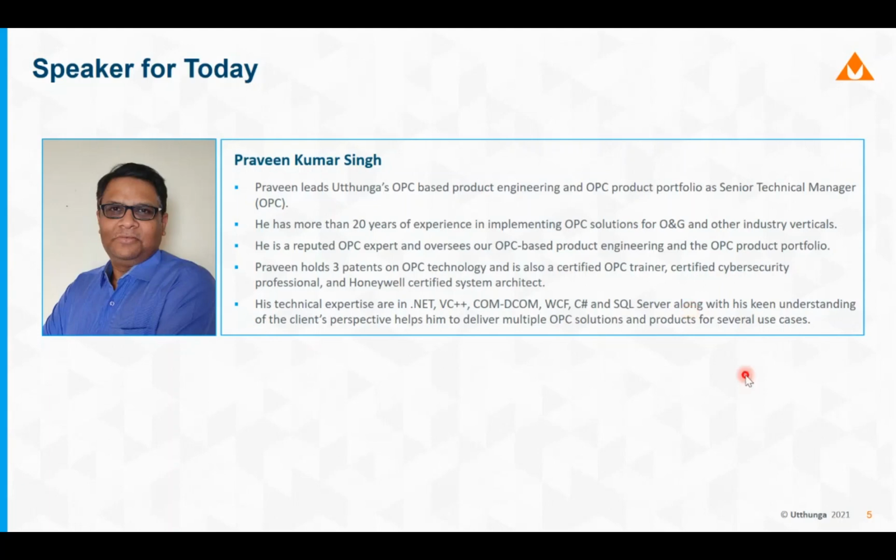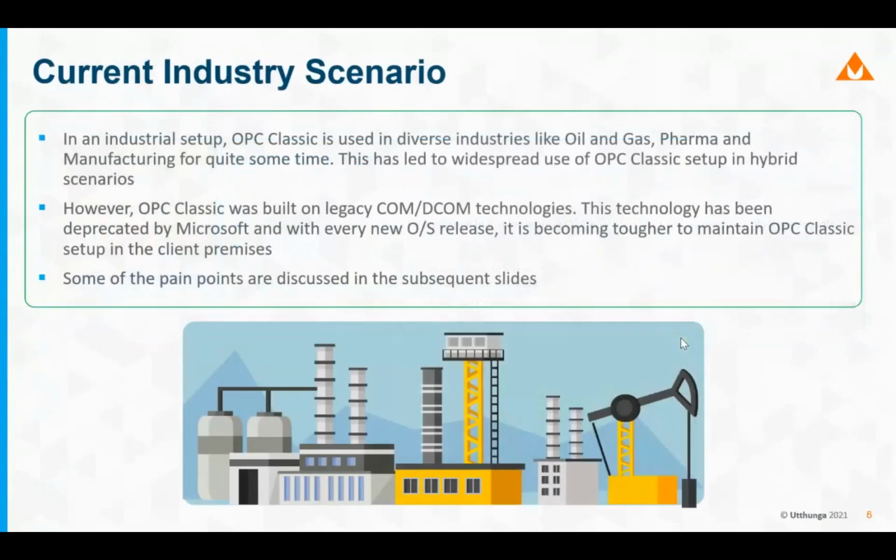Hello, everyone. So let's go to the next slide. Today we are going to talk about one of the most interesting and relevant problems in the industry: how do you actually move from OPC Classic to OPC UA? If you look at the current industry scenario, most of the companies are using OPC Classic, and OPC Classic was a very big hit. It has been used successfully in almost all the verticals, and it's being used widely across different networks.